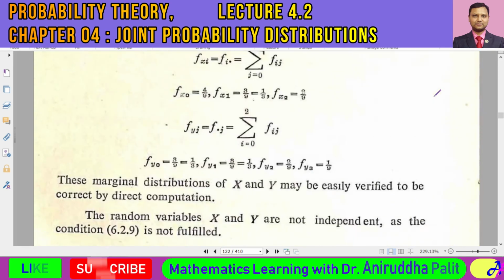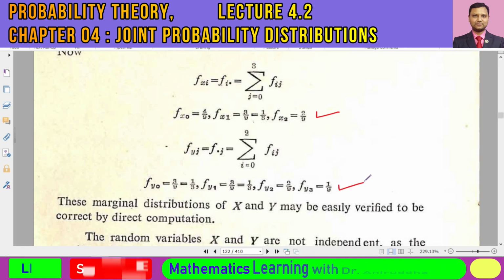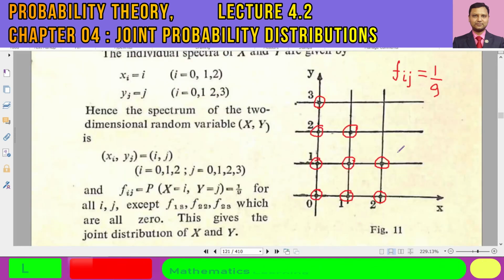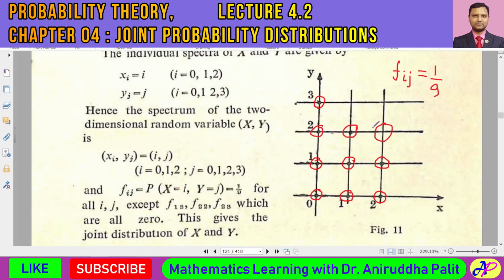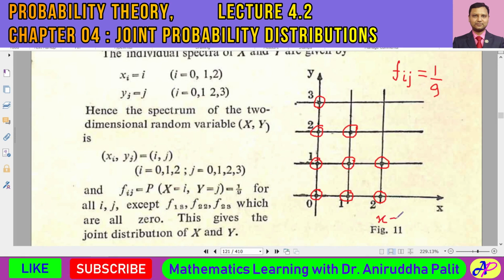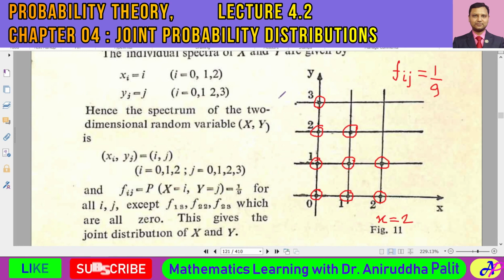You can check over here. You see, these are the marginal distributions of x, and these are the marginal distributions of y, the marginal mass functions of x and y. Now, along with that, consider just a particular special case where we do not have any probability: consider x is equal to 2 and y is equal to 3.